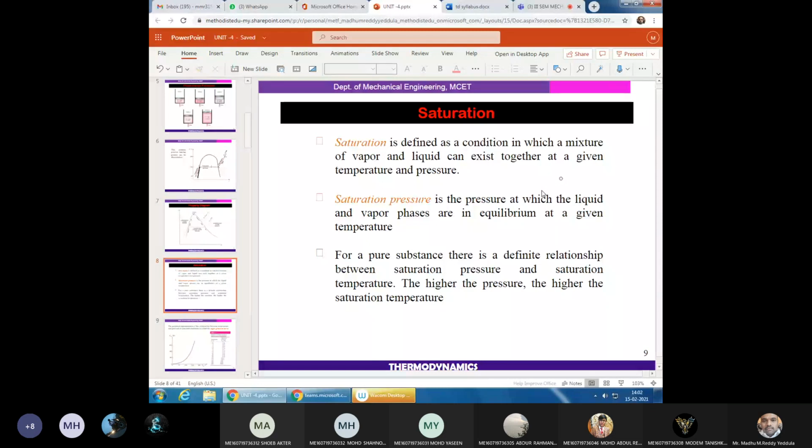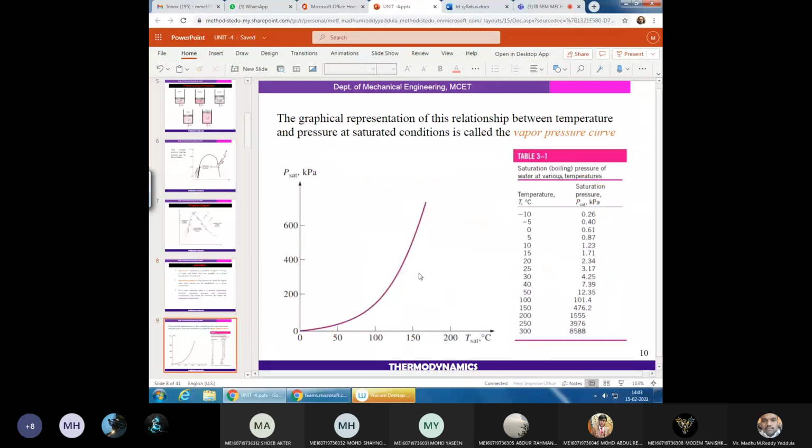Okay, and for the pure substance there is a definite relation between pressure and saturation temperature. As you know, if you decrease the pressure, the saturation temperature, nothing but the boiling temperature, decreases; if you increase the pressure, the temperature also increases. Means the higher the pressure, the higher the saturation temperature. I explained 1 bar pressure, 100 degrees centigrade is the boiling temperature, and if you decrease the pressure, the temperature also decreases.